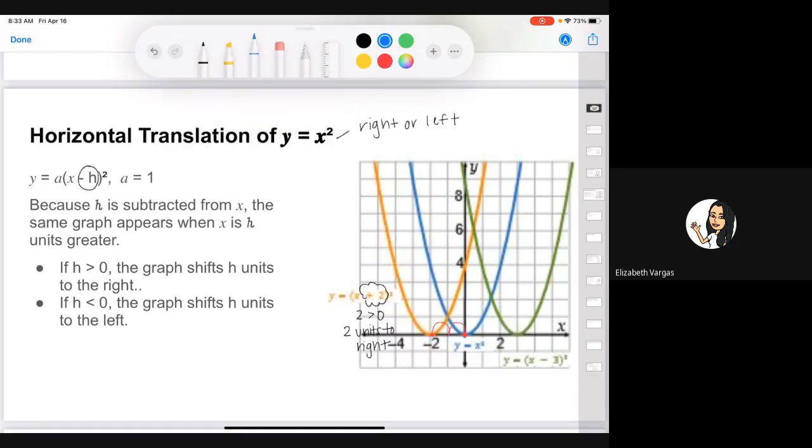Here is our other one. This is -3. So -3 is less than 0, and because of that, we're going to move 3 units to the left. Because if it's less than 0, we move to the left.